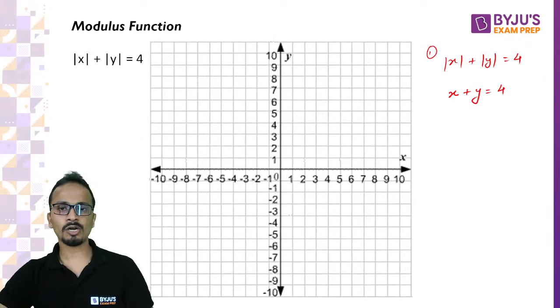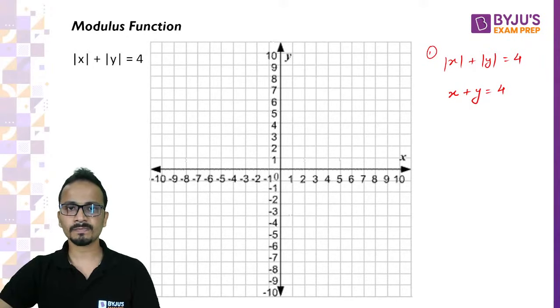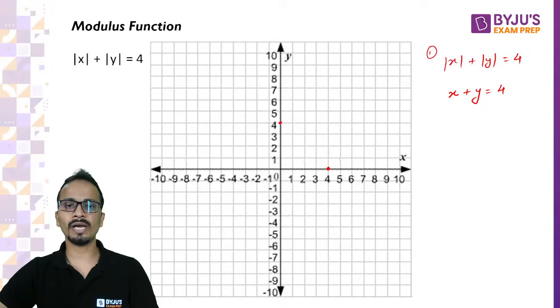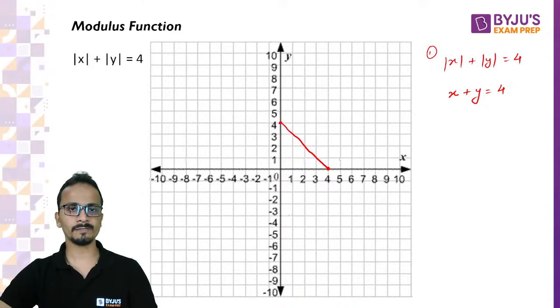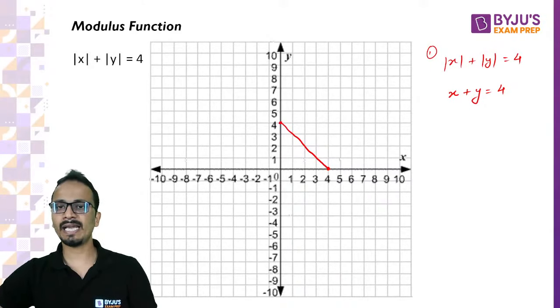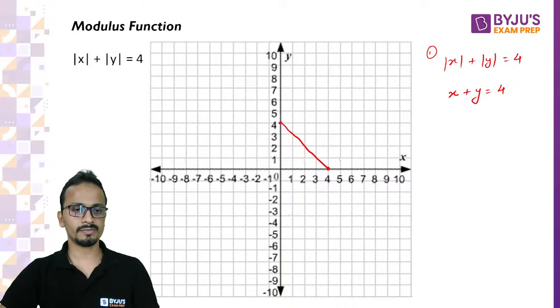So let's plot this in the first quadrant. x equal to 0, y will be 4, and y equal to 0, x will be 4. So in the first quadrant, the graph will be a straight line like this. All right, now let's enter the second quadrant.